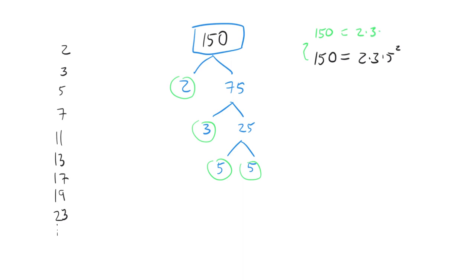So it's 2 times 3 times 5 times another 5. And you could always double check that. 2 times 3 is 6, 6 times 5 is 30, 30 times 5 is 150. Sure enough, they all multiply to 150. So that's an interesting thing that happens with prime factorization.